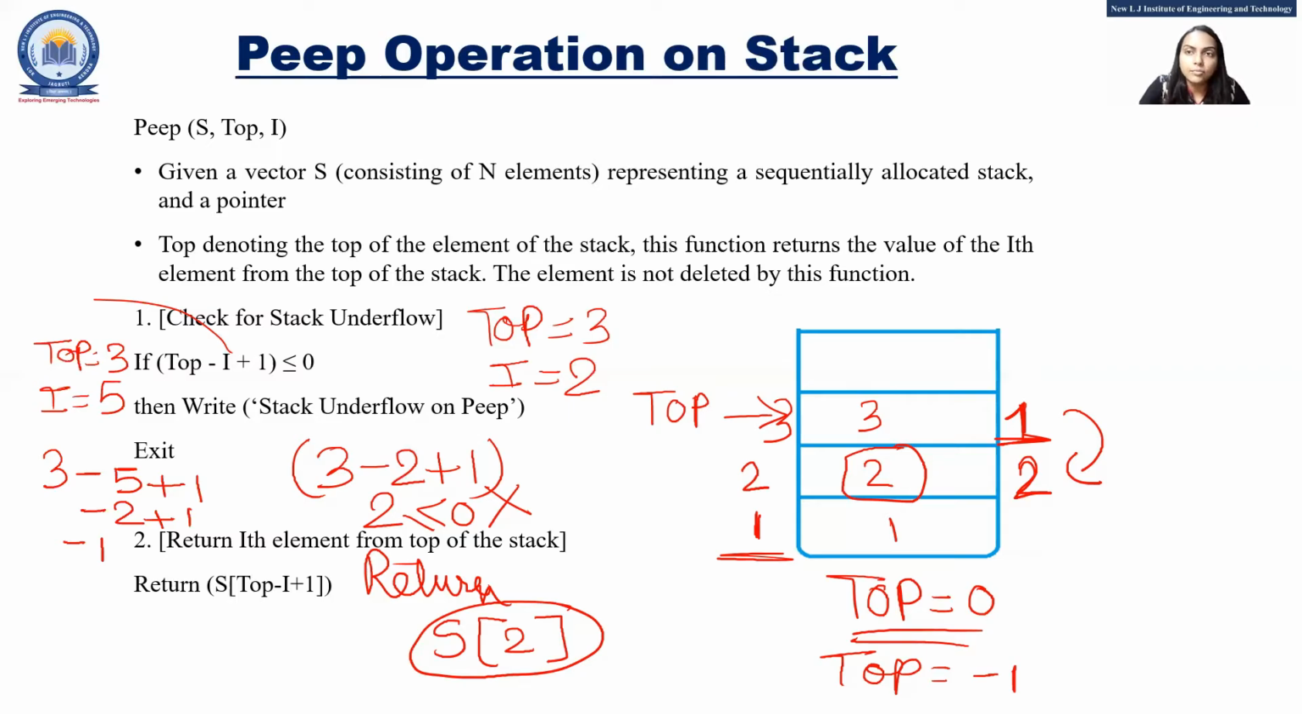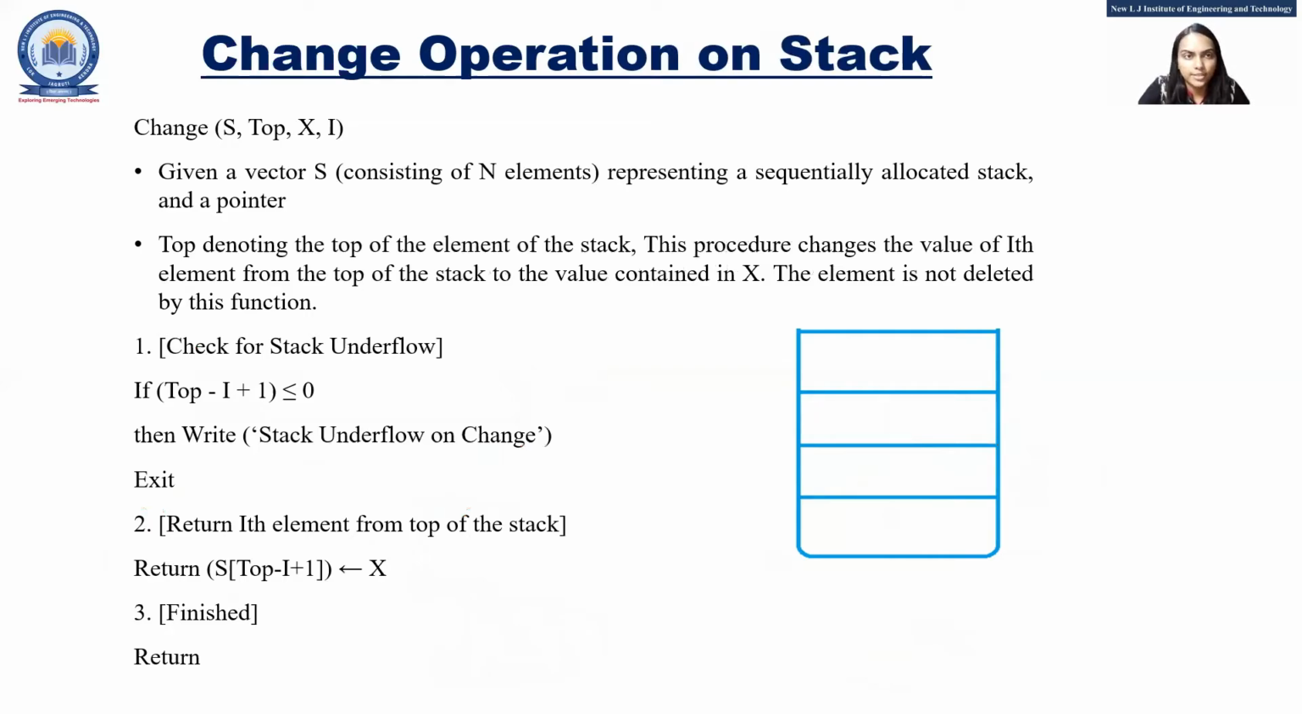Now, students, the same thing: after finding, if we want to change the value at that particular position, that is, that particular index, what do we need to do? We need to understand the change operation on stack. Now, what is the change operation of stack? The change operation first finds the ith element and then changes it with the new value. So this algorithm requires one stack, the top counter, an index, and X. What is X? The new value, whatever the user wants to keep, right?